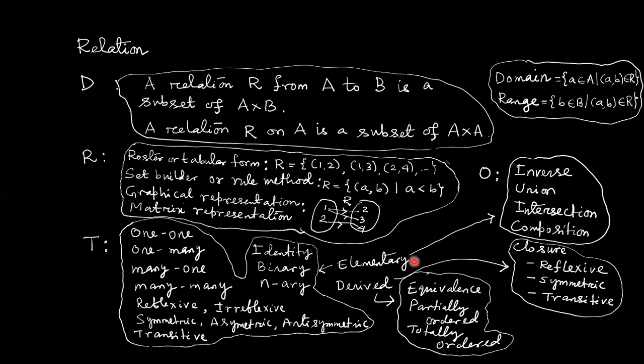Then once we have elementary operations, we can have derived operations on relation, that is known as the closure of a relation. Either we can find reflexive closure of a relation, symmetric closure of a relation, and transitive closure of a relation. Also, we will discuss some special types of relation, but this is the broad overview of the relations. First of all, we think about definition, then representation, then types, then operations.